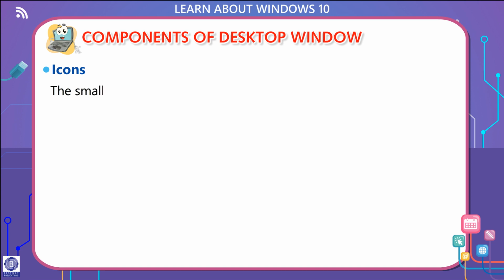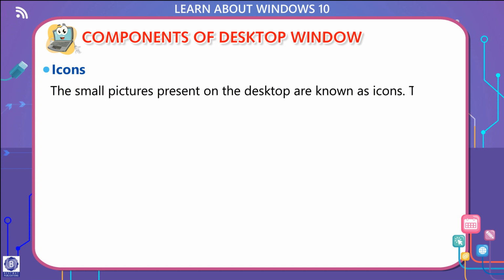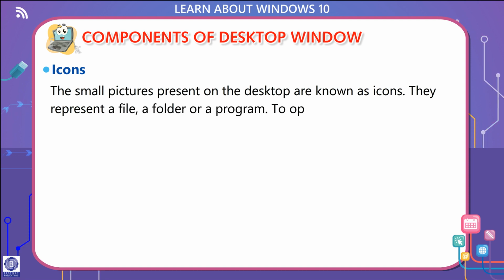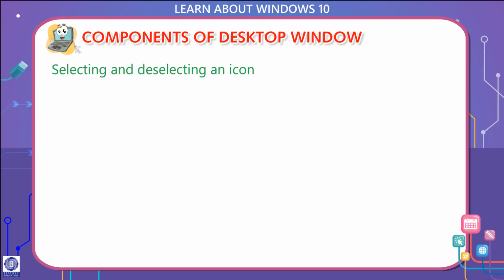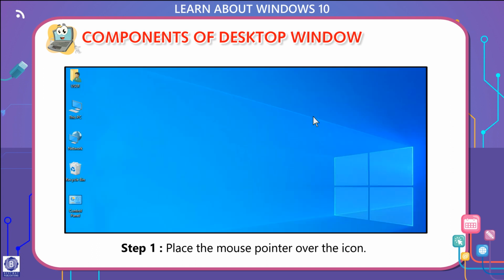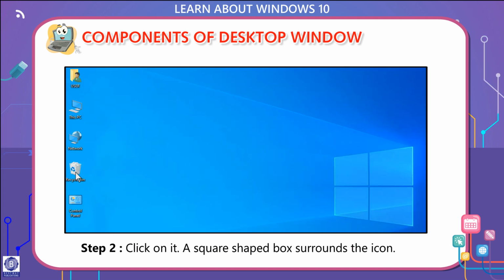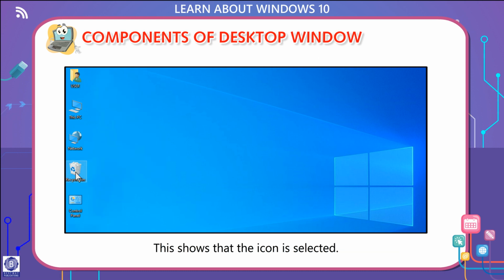Icons. The small pictures present on the desktop are known as icons. They represent a file, a folder or a program. To open an icon, double-click on it. Selecting and deselecting an icon. To select an icon, follow these steps. Step 1. Place the mouse pointer over the icon. Step 2. Click on it. A square-shaped box surrounds the icon. This shows that the icon is selected.